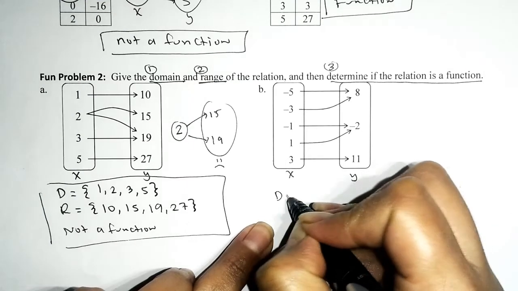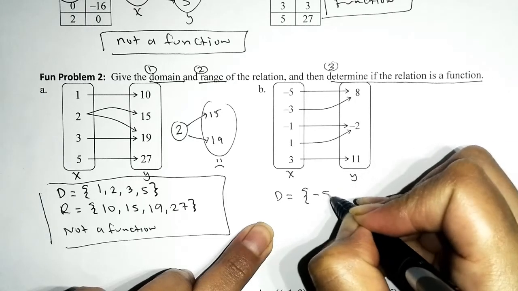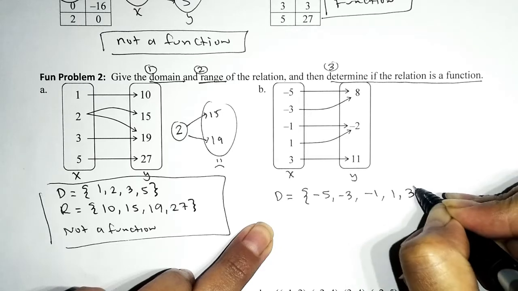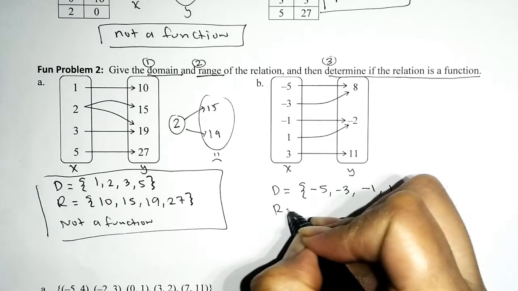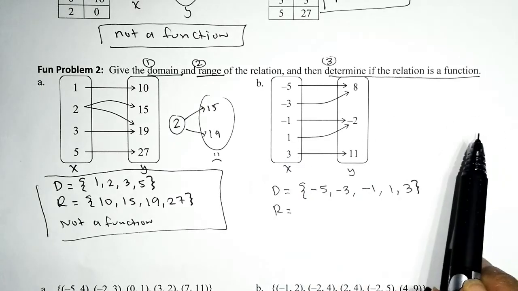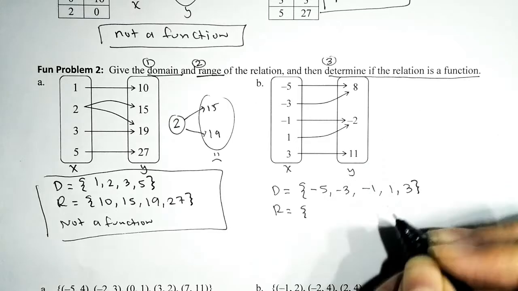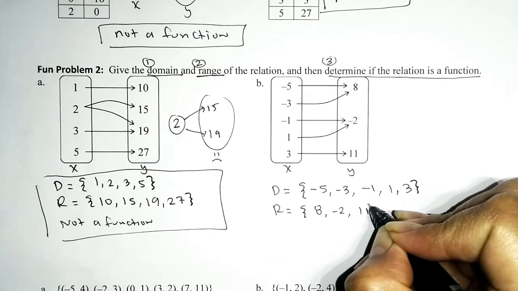So the domain, that's going to be these numbers. Go ahead, say them with me. So we have -5, -3, -1, 1, and 3. And then I'm going to do my best to do my close brace. Range, the range is going to be the set of all the output values, so like in, out. The range, we only have 3 elements, so we have 8, -2, 11.